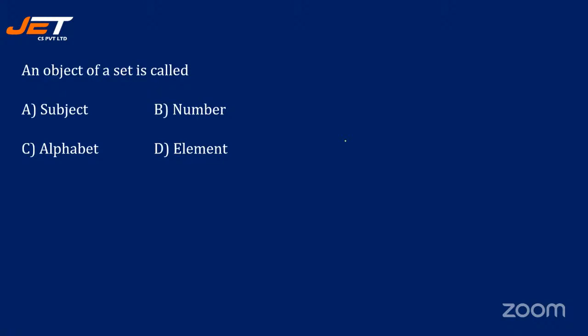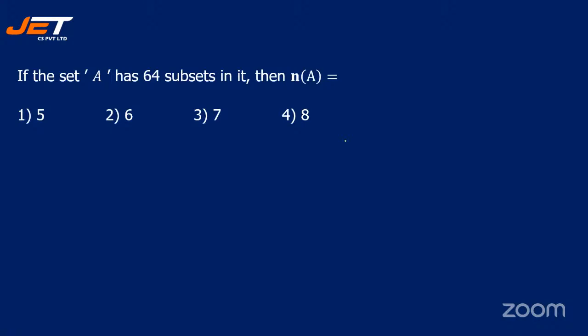An object of a set is called dash. An object of a set is called an element. So option D is the correct answer. If the set A has 64 subsets in it, then what is n of A?